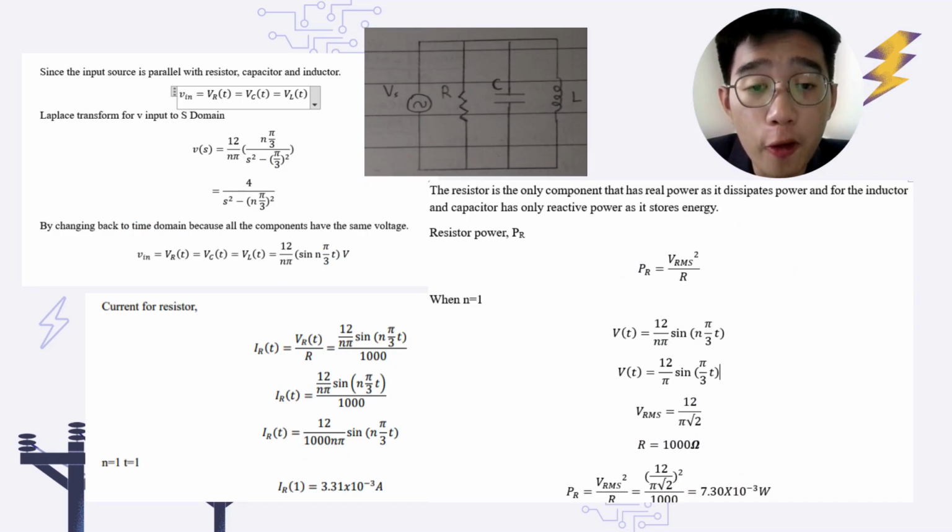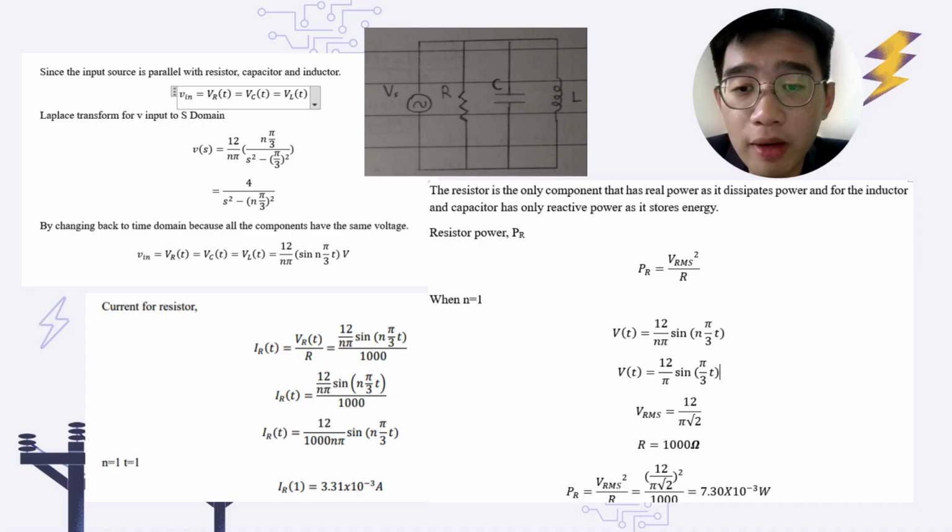Okay, continuing with the manipulation for circuit analysis. For our group, we are using an RCL parallel circuit, in which all the components are parallel to the input voltage source. Since the input source is parallel with the resistor, capacitor, and inductor, the voltage of the input source has the same value as each component. Next, we are changing the Fourier series from the time domain to the S domain.